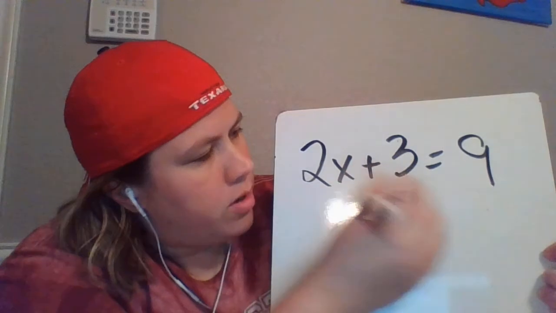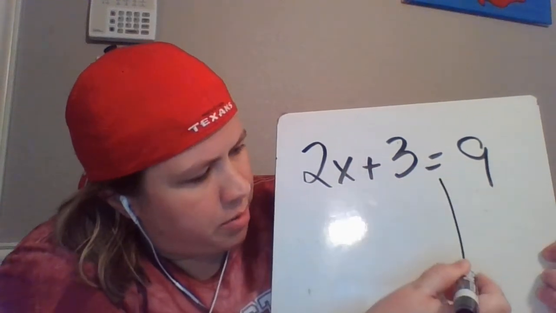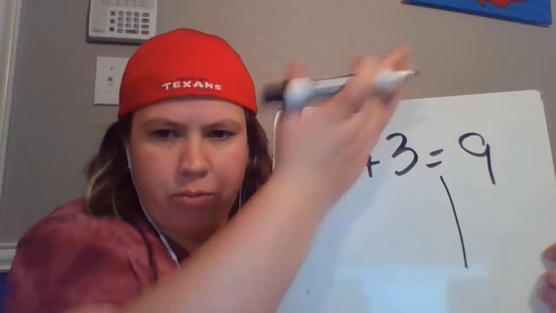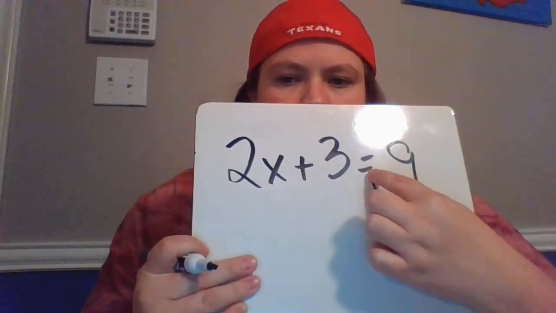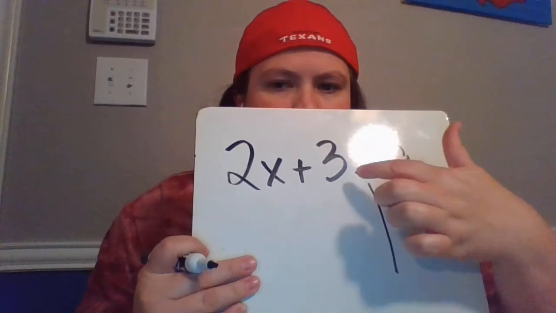So once again, this is my balance. So I'm just going to put a line right there so you know that that's kind of like where we're balancing. We're balancing this side and this side. Okay, that equal sign tells us we're balancing it.